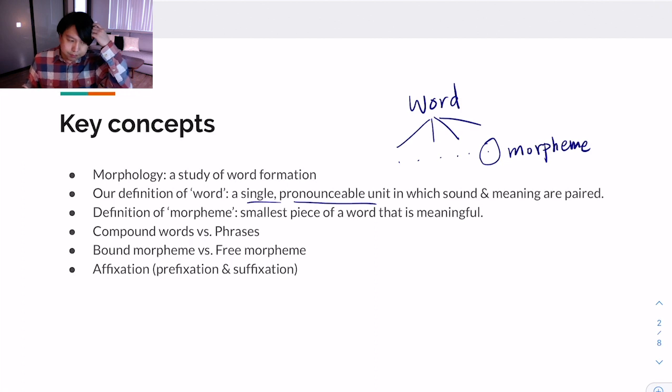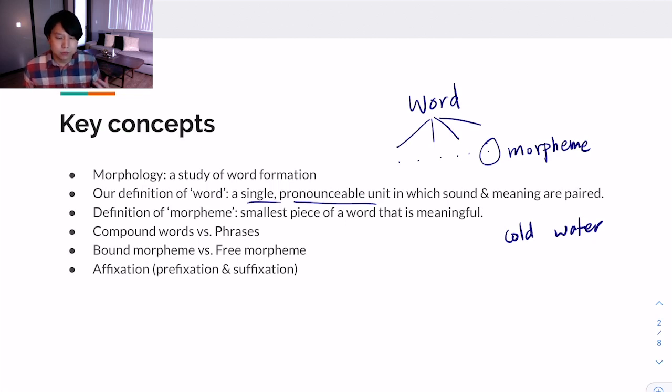A phrase is not a word, for example something like cold water. It's not a single unit because you can pronounce a word like cold and also pronounce a word like water. They are two different things. It's a phrase. It consists of two words, cold and water.